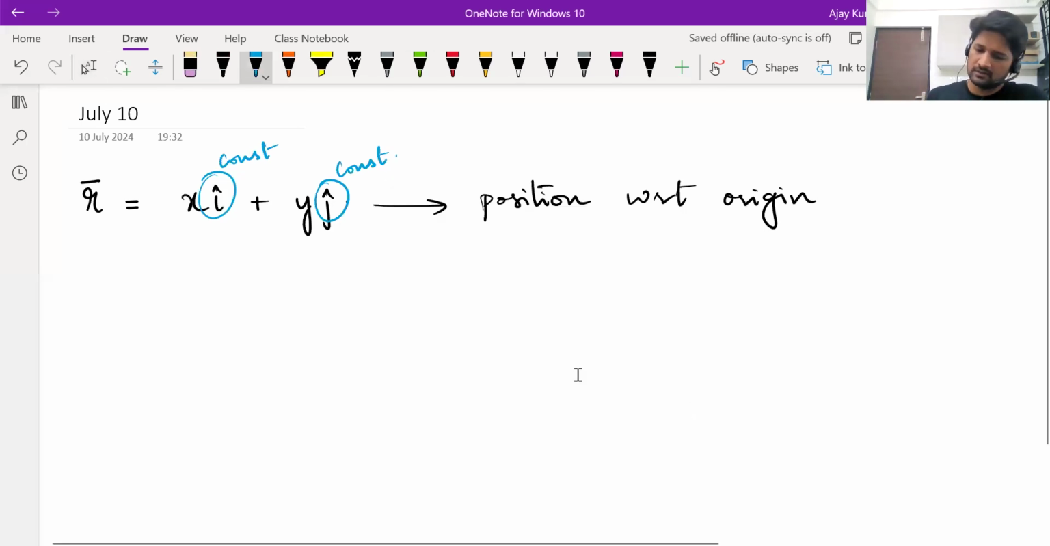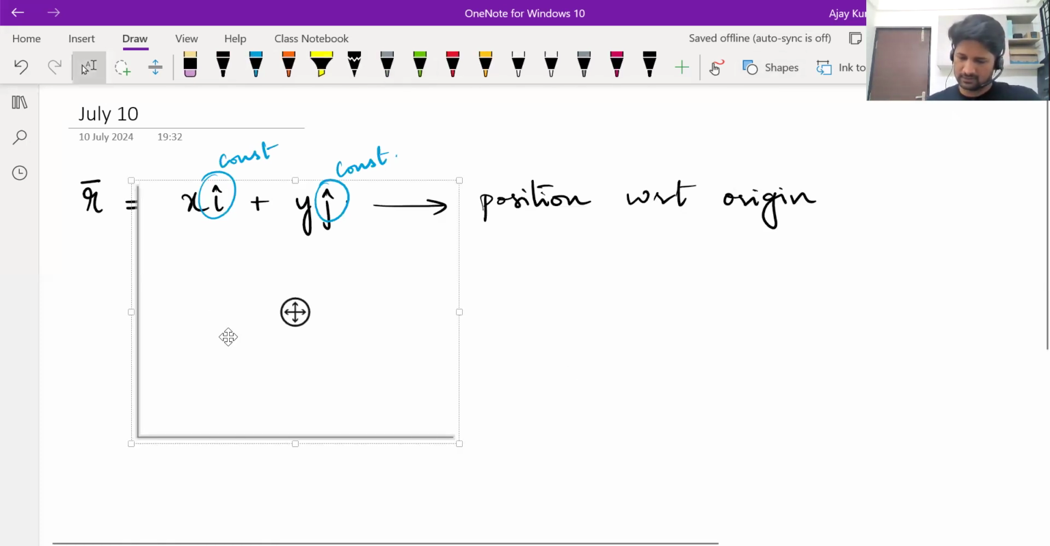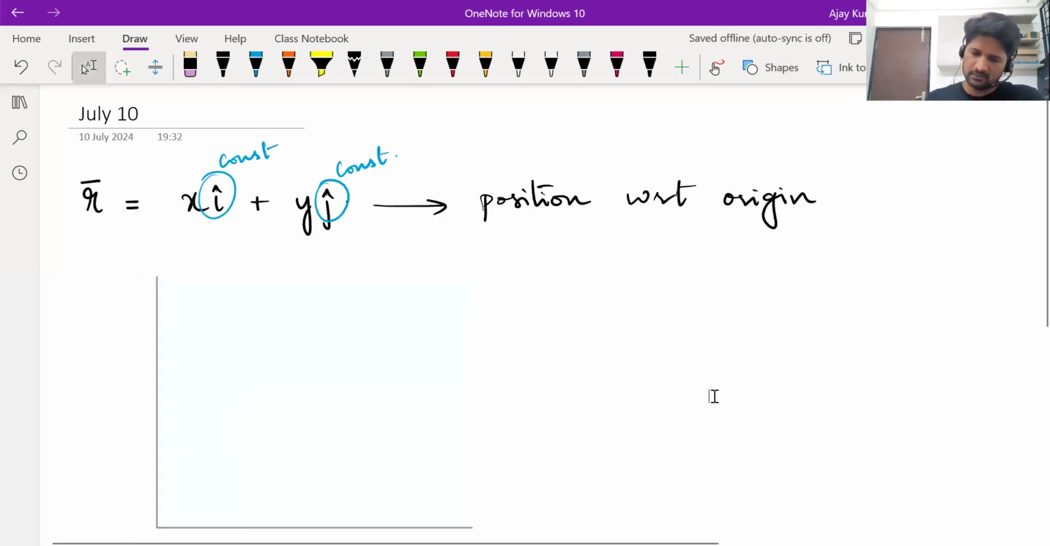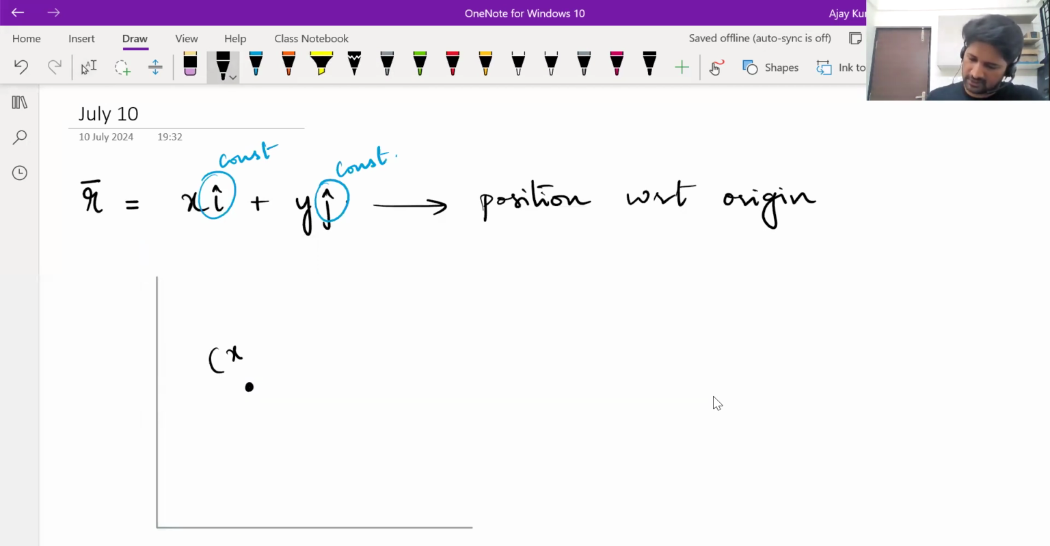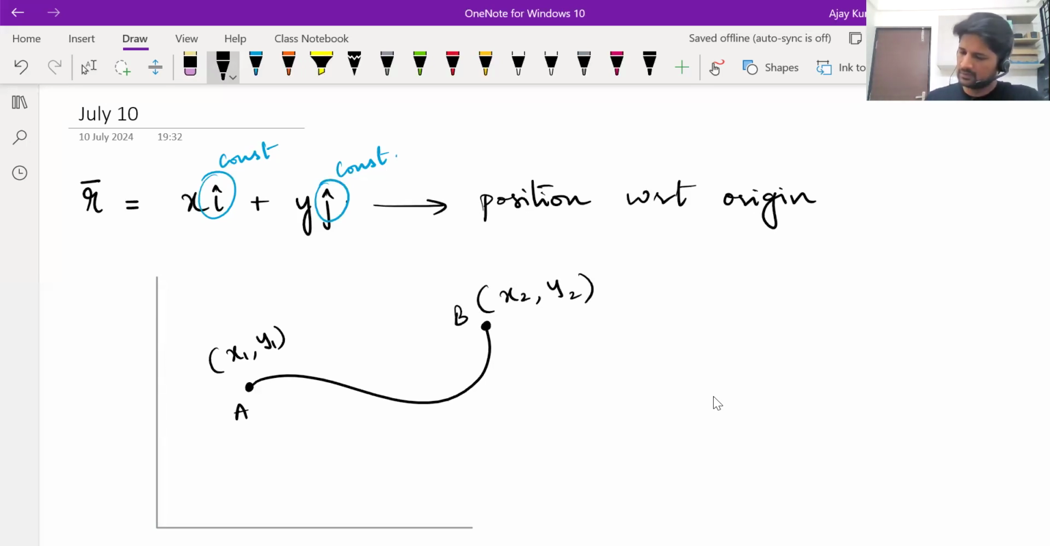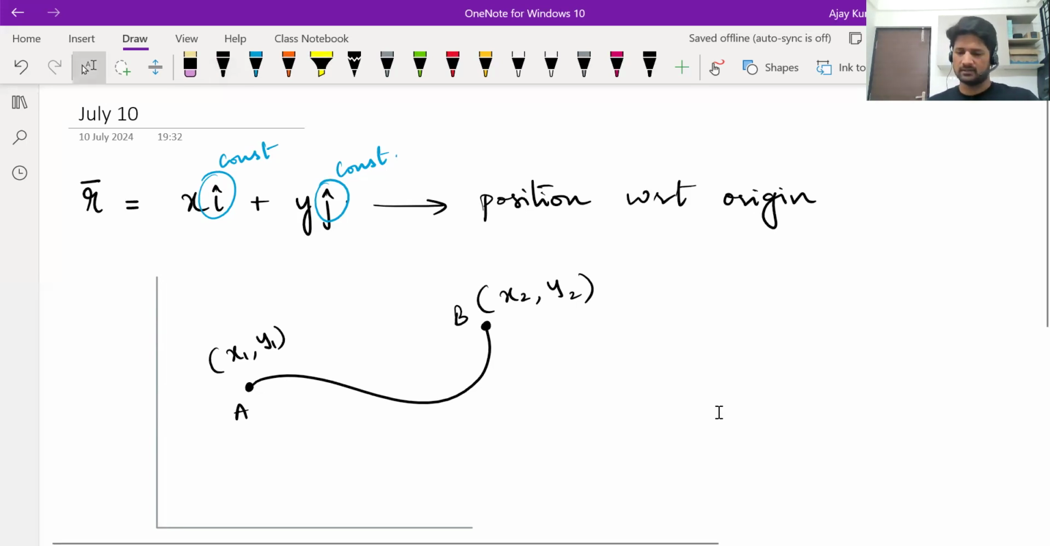Now imagine the object moving on the plane. Let's say the object is initially here having some x coordinate x1 and y coordinate y1. And let's say it travels along a random path and reaches somewhere here from A to B where it has coordinates x2, y2. So basically as the object moves in a plane, its coordinates will keep changing. The x coordinate and y coordinate will keep changing.